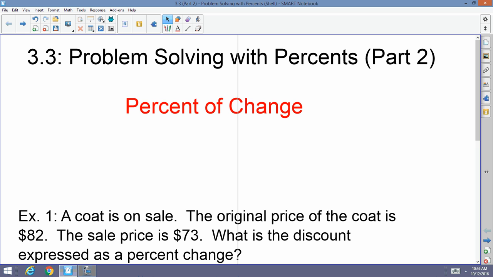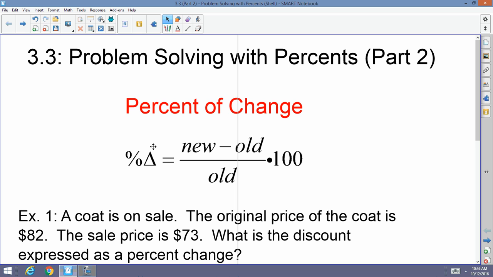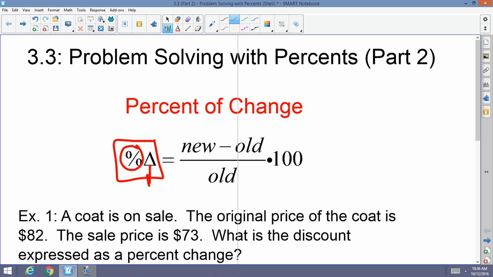So percent change is defined as the new value minus the old value, times 100. Now, let me explain a little bit about this. This is just a fancy symbol, guys. That's percent. And this triangle is a Greek letter called delta, and delta stands for change in science. So percent delta really just means percent change.